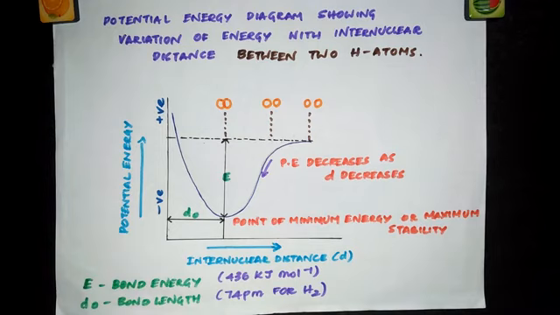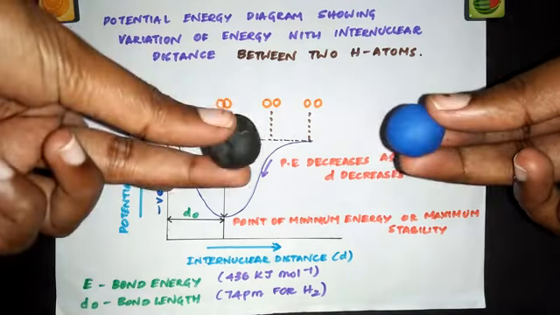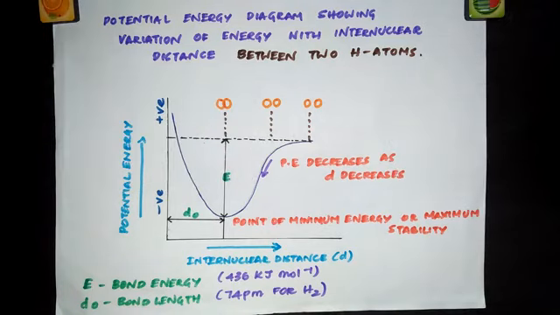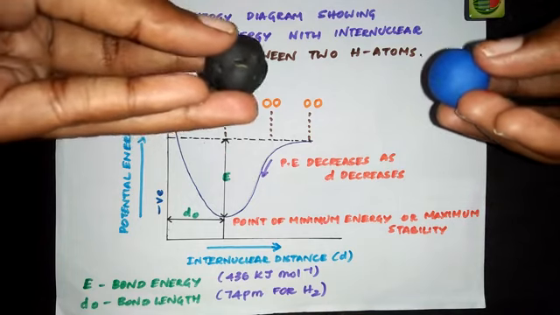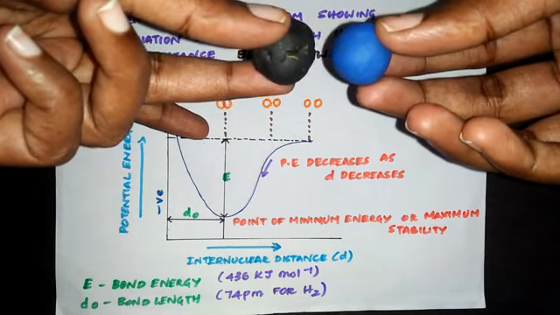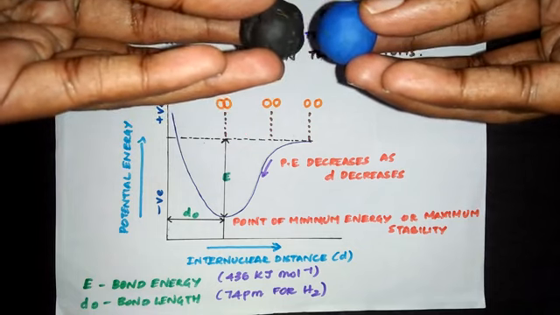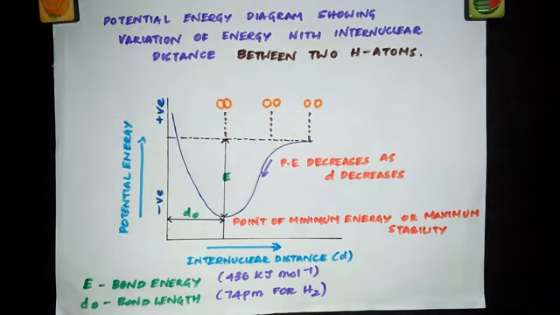So now let's imagine these two as the two hydrogen atoms. This is one atom of hydrogen. This is another atom of hydrogen. They are at infinite distance. Now they are coming closer to each other. When they come closer to each other, they start interacting with each other. So now what will happen? The attraction is more between these two atoms, and the system will start losing energy.